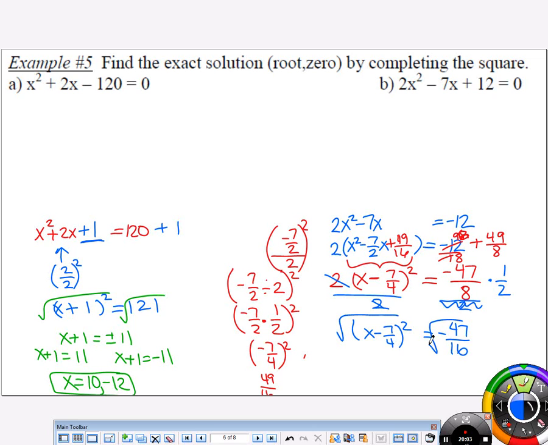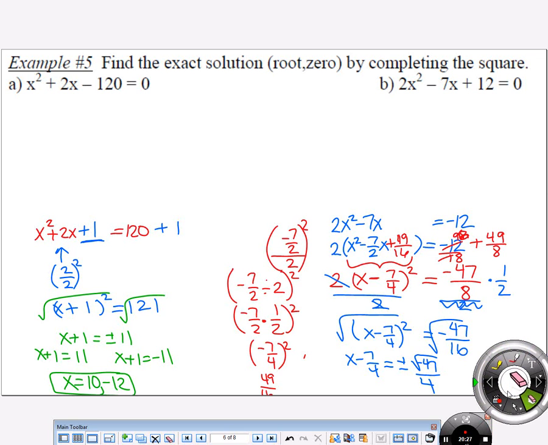And this actually works out not that badly. So I have x minus 7 over 4 equals plus or minus. Now the numerator is ugly. We'll talk a little bit about that. The square root of negative 47. But in the denominator, what's the square root of 16? 4. Oftentimes you'll find that if you deal with these in fraction form, as I suggested earlier, things will work out just fine as far as being able to do the operations.